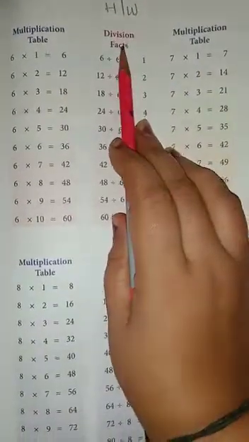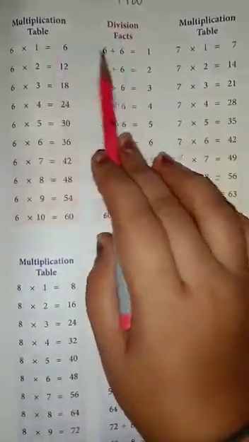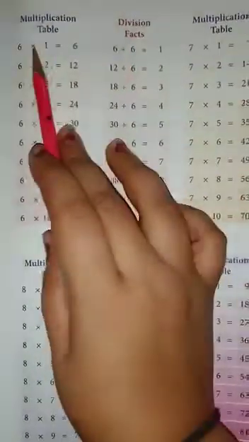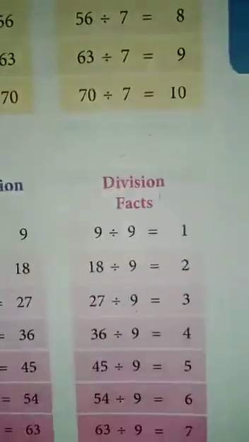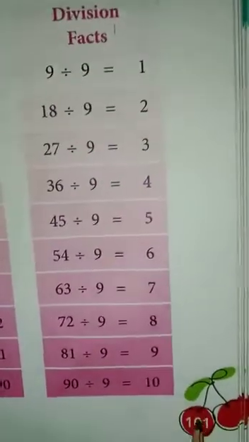So students, now it's time to take the homework. Write the multiplication table and division facts from 6 to 9, from page number 101. Write in your maths homework notebook and send on WhatsApp.